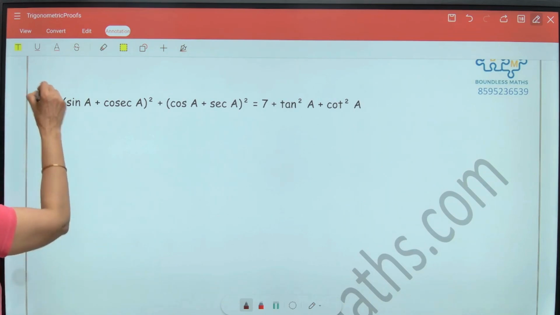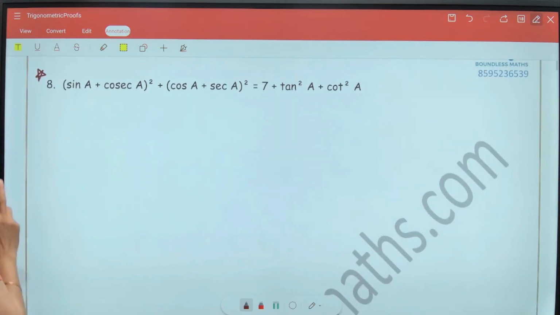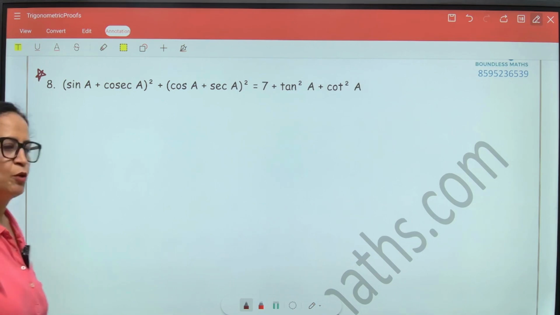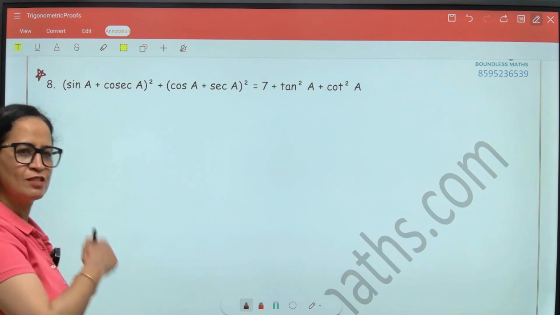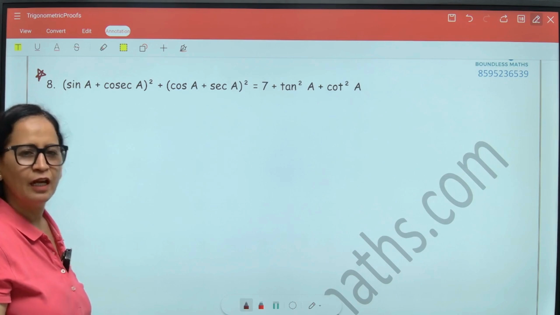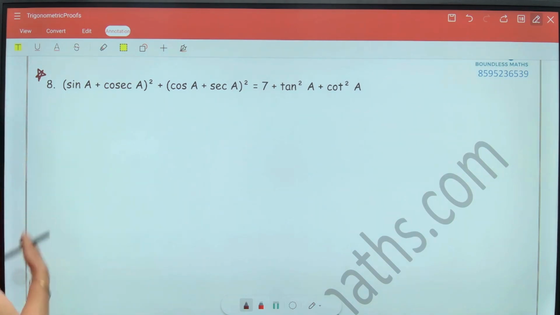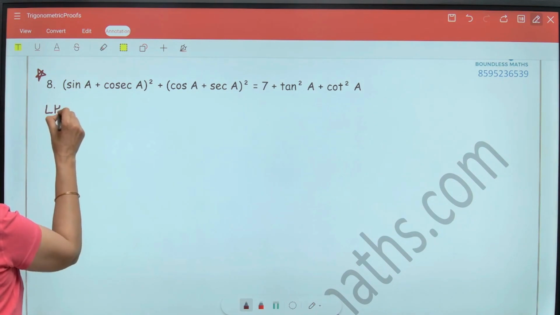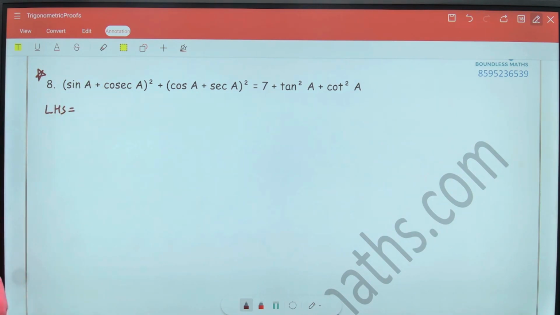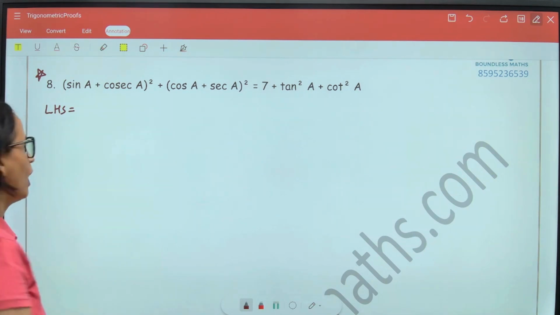So let's move to the next question. Now again, this is a very important question. Put a star and think how to do it. On the left side we have sine, cosec, on the right side we have tan and cot. If you want to give it a try, pause this video right away, give it a try. And if you don't understand how to do it, let's proceed. On the left side, I'll just open both the brackets using a plus b whole square. How do we do that?